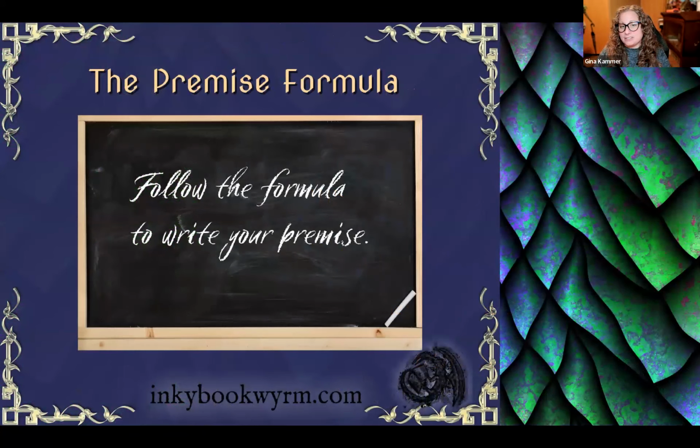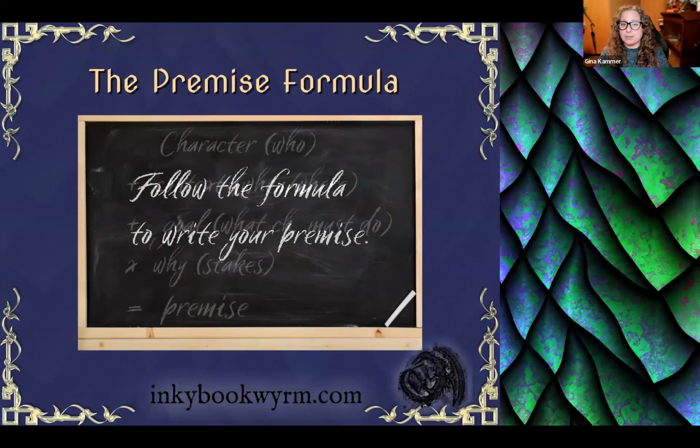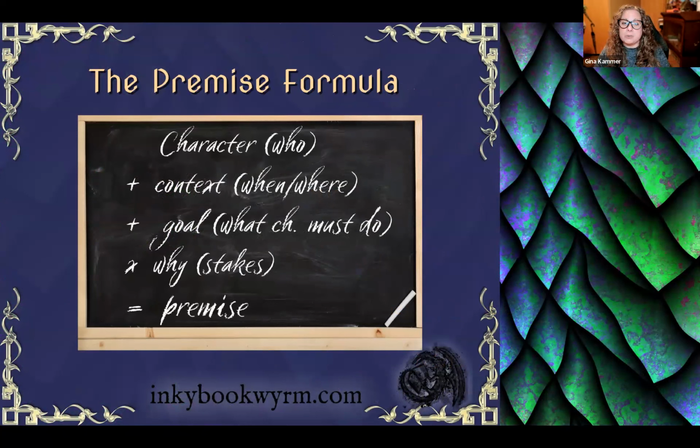Once you have your answers, you can plug them into a simple formula and string them together. This will create a stripped down summary of your story. The formula starts with the character, your who, adds the situation, your when and or where, plus the goal, what the character must do, and why. This is your story's stakes. These core components of a premise can be stated in just about any order to make a compelling 1 or 2 sentence summary of your story.